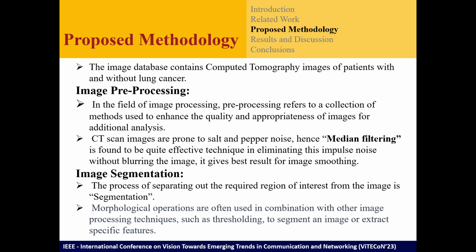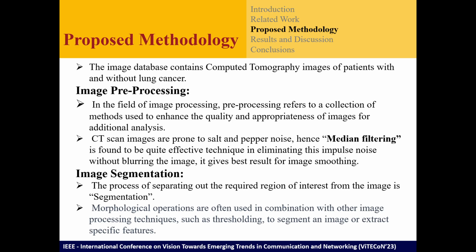Proposed methodology. The image database contains computed tomography images of patients with and without lung cancer. The first point in that is image pre-processing. Image pre-processing refers to a collection of methods used to enhance the quality and the appropriateness of images for additional analysis. CT scan images are prone to salt and pepper noise, hence the median filter is found to be quite an effective technique in eliminating this impulsive noise without blurring the image. It gives the best result for image smoothing.